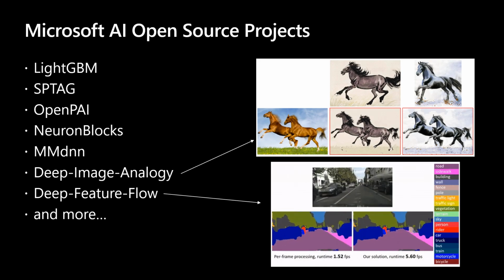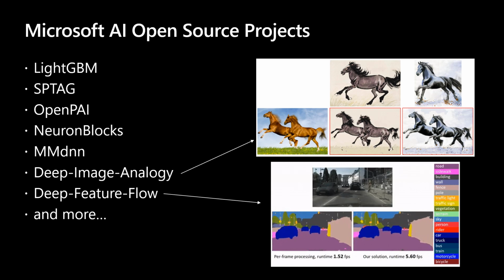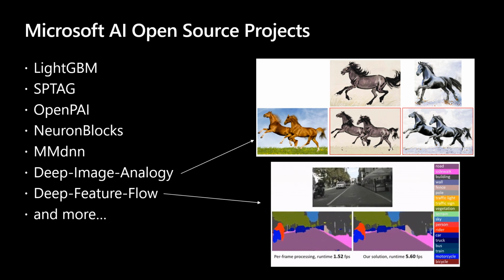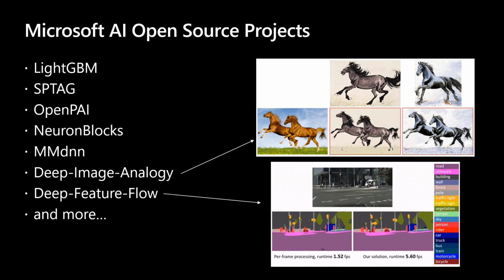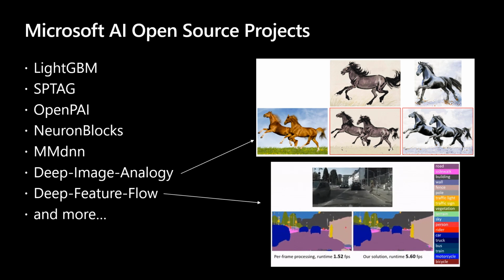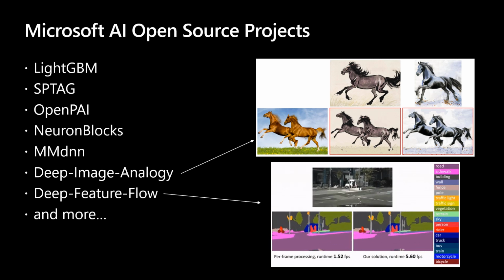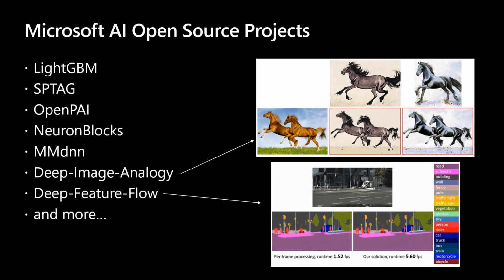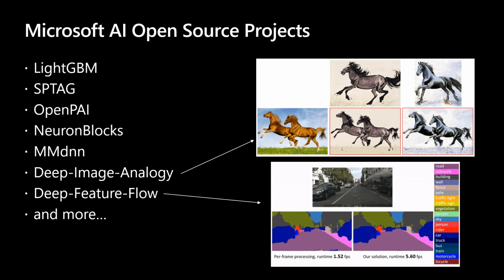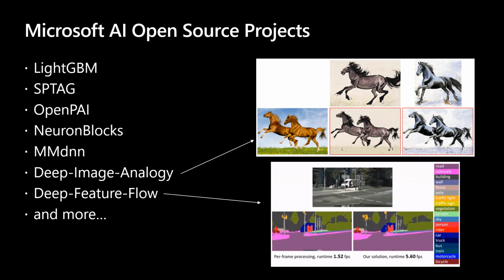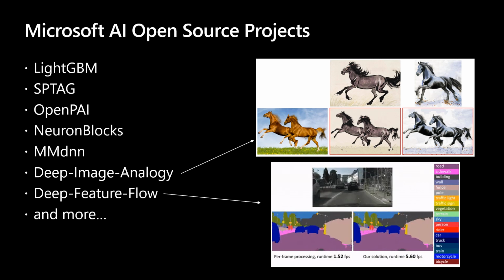So that's all I want to say about NNI, and there are lots of other Microsoft AI open source projects available on GitHub. Feel free to choose one you're interested in and get more details from the GitHub site. LightGBM is a popular project on GitHub with more than 10,000 stars. The full name is Light Gradient Boosting Machine. It's a high-performance gradient boosting library.